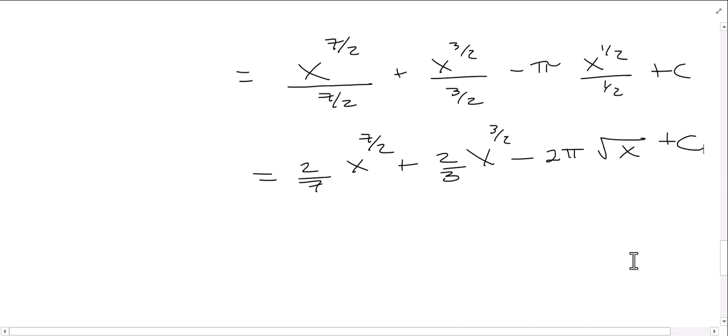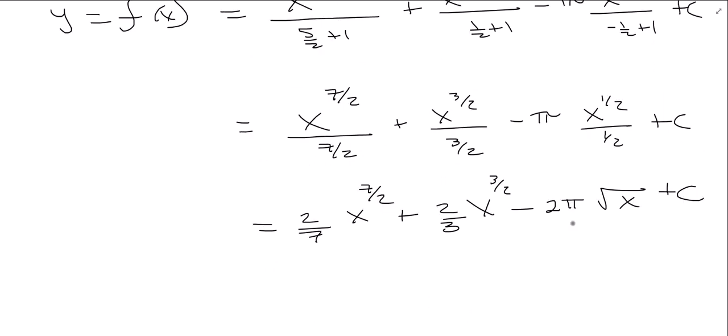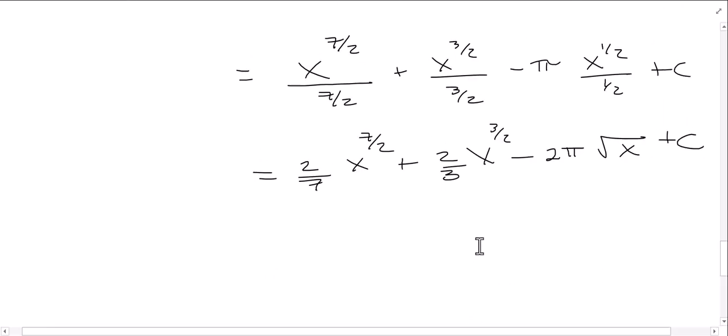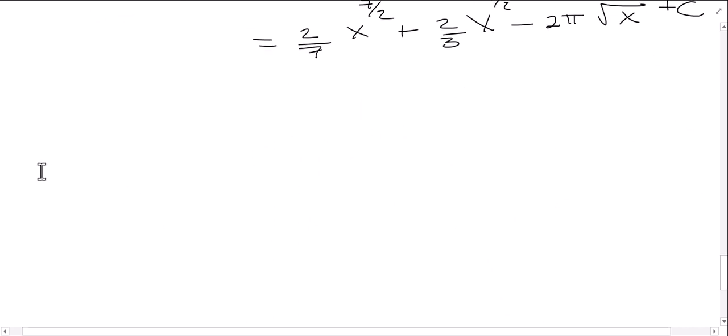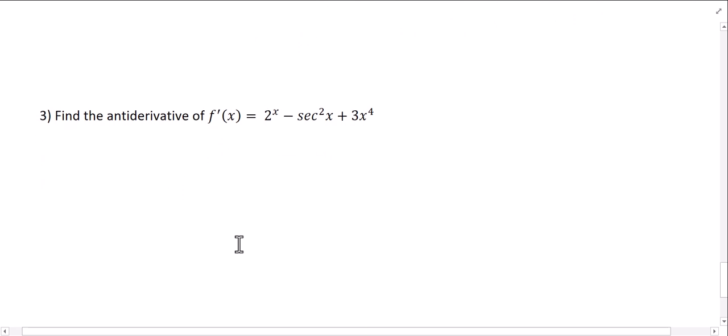And then how do you check it? Take the derivative and see if you get your original. So then this is our antiderivative. So let's try another example. So let's find the antiderivative of this function.